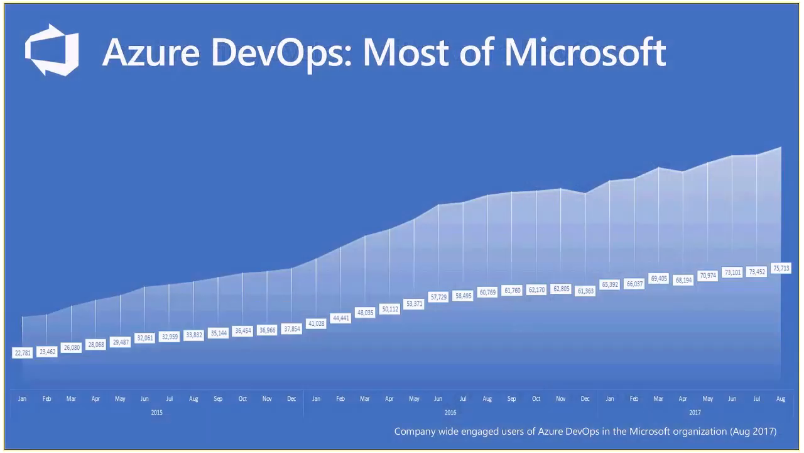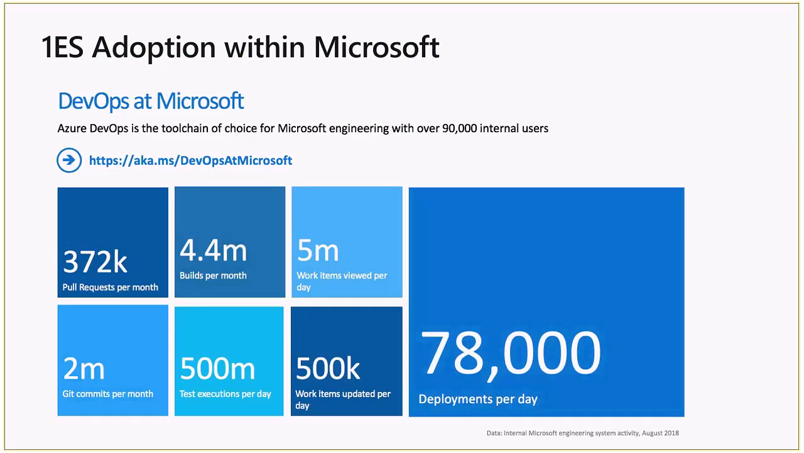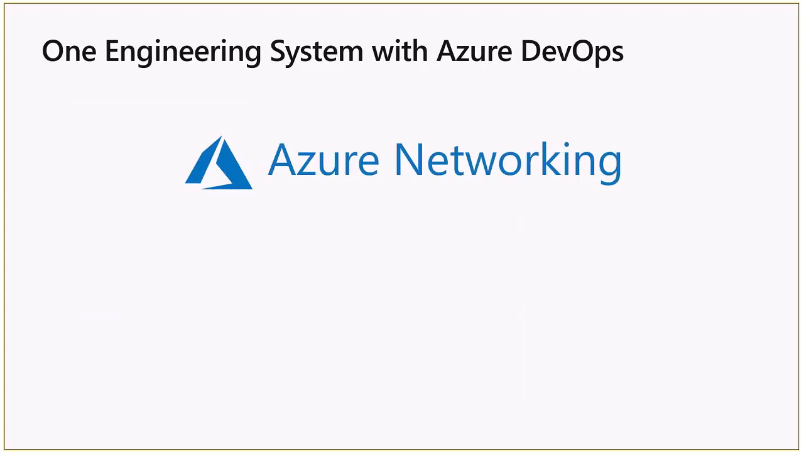So over the last few years, we've been moving everybody in Microsoft dev teams to Azure DevOps. As you can see by some of these staggering numbers here, Microsoft is by far the largest customer of Azure DevOps. Let me show you a few numbers here. If you look at some of these pull requests, 300,000 pull requests, 4 million builds a month, 2 million commits to Git is pretty amazing as well. 78,000 deployments per day. So we're measuring these things now, and again, it's a little staggering when you look at these things.